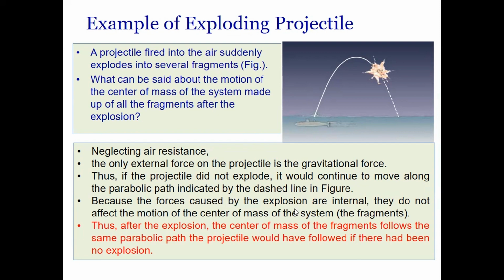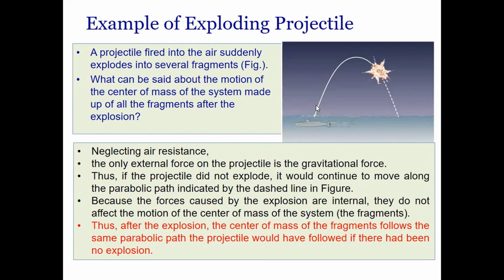Because the force is caused by the explosion, and the explosion is an internal explosion caused by the things in it, it does not affect the motion of the center of mass of the system. The fragments that are scattering have a certain center of mass. After the explosion, the center of mass of the fragments will keep on following the same parabolic path that was being traced by the projectile, as if there was no explosion. So this problem gets simplified.